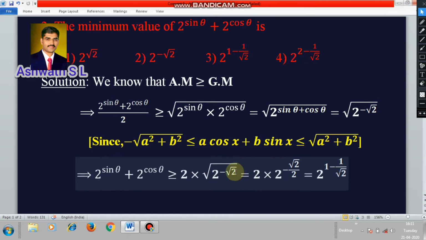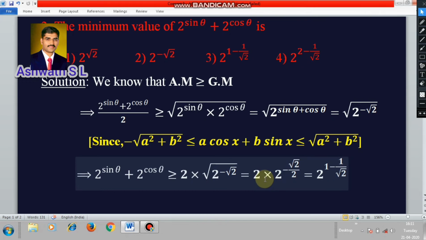properties. Root 2 means to the power 1 by 2. So I'll use 2 into, for this 2 whole power half is there. I'll remove the square root first, 1 by 2. Keep minus root 2 as it is. Therefore, this square root I have written in the form of 1 by 2. So 2 into 2 power minus root 2 by 2. Now root 2 by 2 means 1 by root 2. You know well, because 2 can be written as root 2 into root 2. Root 2 gets cancelled, therefore 1 by root 2 is left.